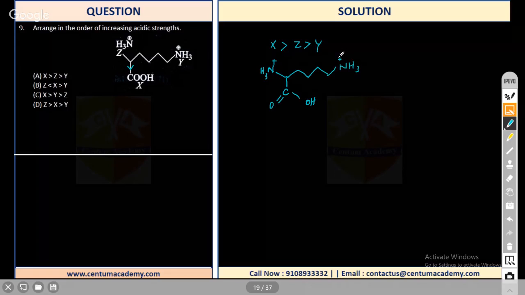NH3 plus. If you see, these two are electronegative elements. So all these bond pair of electrons is shifted towards the oxygen atom. Carbon becomes slightly positive. And when this carbon becomes slightly positive, it will drag few electrons from this bond pair, right? And hence the effect of this group is more over here than this, and hence Z is more acidic than Y. Clear? Next question.